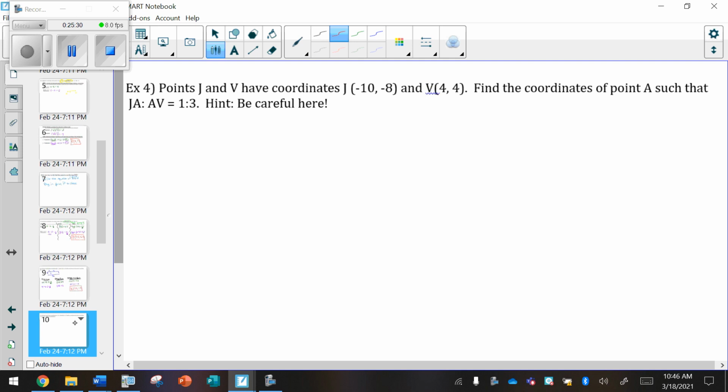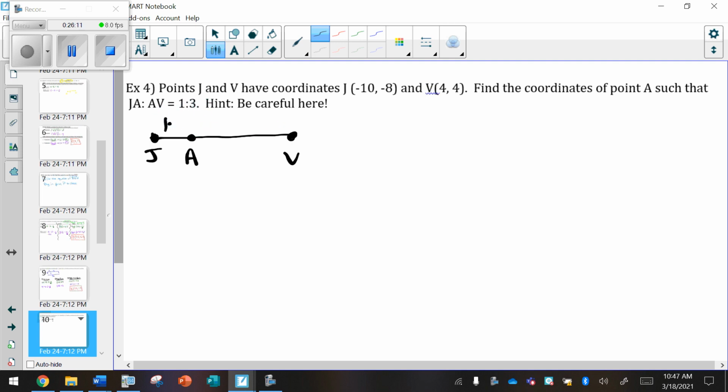They did not give us a scale factor or a usable ratio here. Let me show you why. We are looking for point A. We don't know where point A is located. I have point J and point V, and those are the endpoints of our segment. The ratio of JA to AV is 1 to 3. So A is somewhere here, closer to J than it is to V, because JA is 1 unit away, and then A to V is 3 units away.